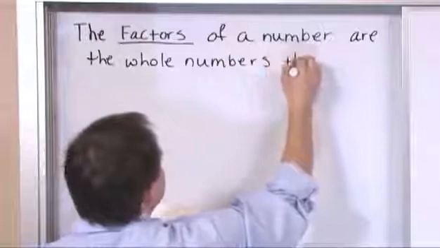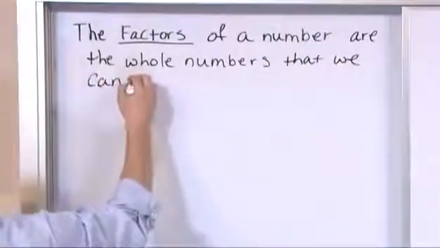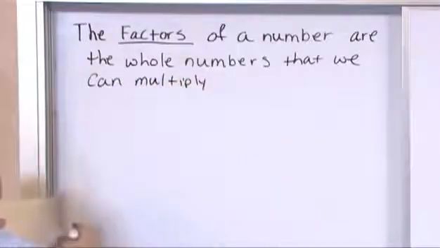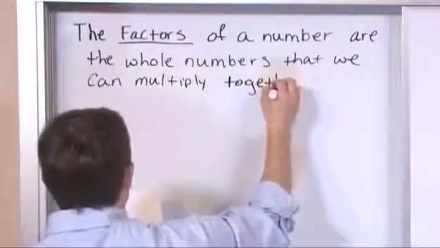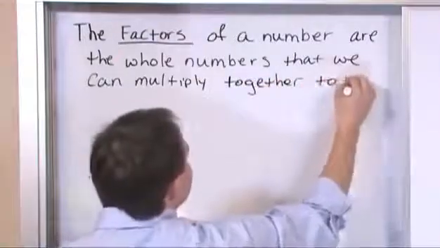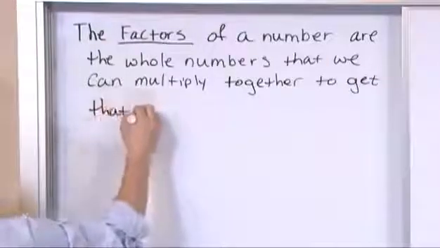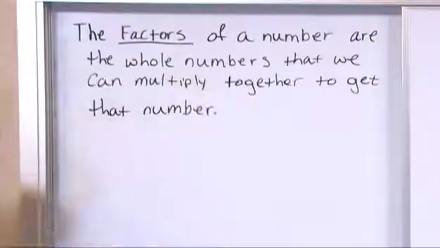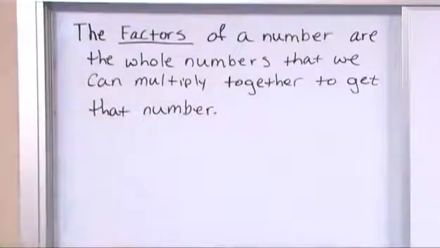that we can multiply together to get that number. All right, now you might look at this and say, well, that sure does look like a complicated definition. It looks like a lot of words here. But really, it's a very, very simple idea.